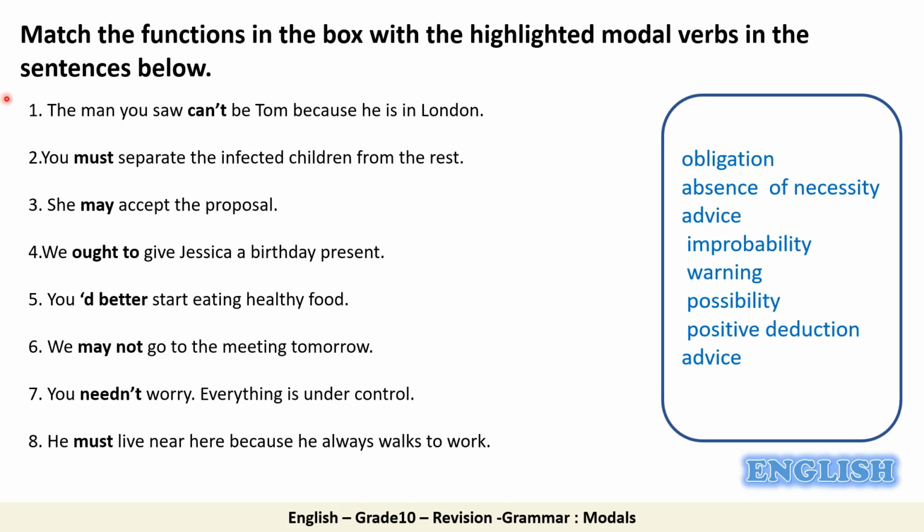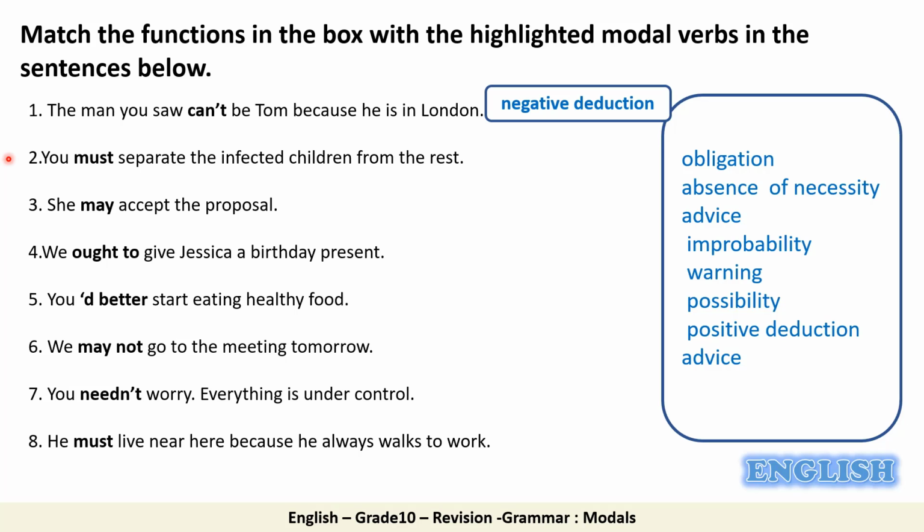Let's check your answers. So the first one, the man you saw can't be Tom because he is in London. What does can't express here? Excellent. It's a negative deduction. Tom is in London, so the man you saw can't be Tom. This is a negative deduction which expresses that I'm pretty sure this person is not Tom.